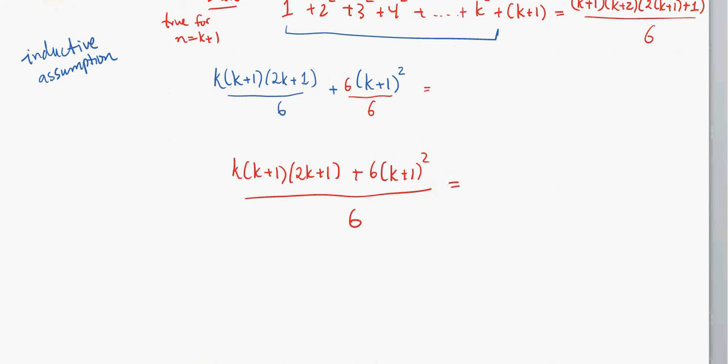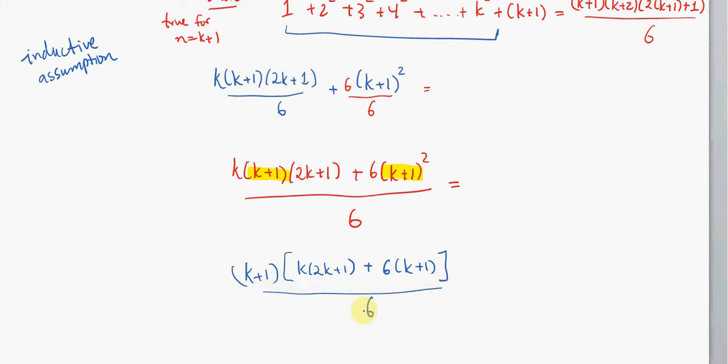Maybe the simplest, perhaps the cleanest way to approach this is just to factor out a k plus 1 out of both of the terms here. So if we factor out a k plus 1, what we end up with here is k times (2k plus 1) plus 6 times (k plus 1). Because we used to have this square here, so we factor out one of the k plus 1 terms, and now we're just ending up with 6 times (k plus 1).